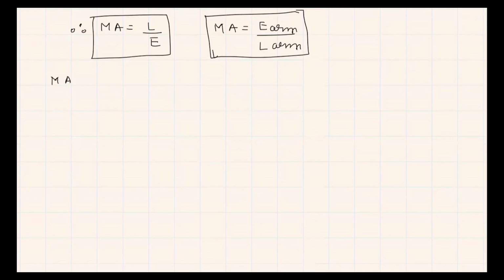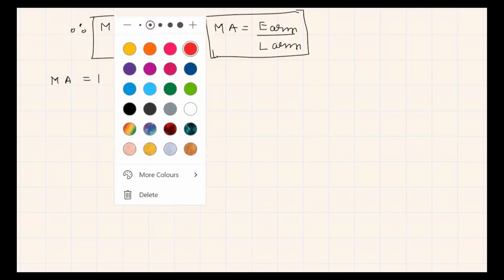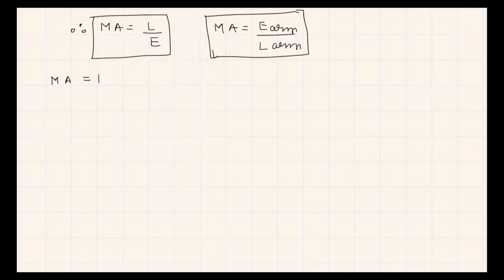I want you to tell me, when will MA be equal to 1? When the fulcrum is in the center and the load arm is equal to the effort arm. Okay, very good. And what other condition should happen? If there are weights, then the weight has to be equal on either side. Very good. So MA equal to 1 implies that load is equal to effort, and it also implies that effort arm is equal to load arm.